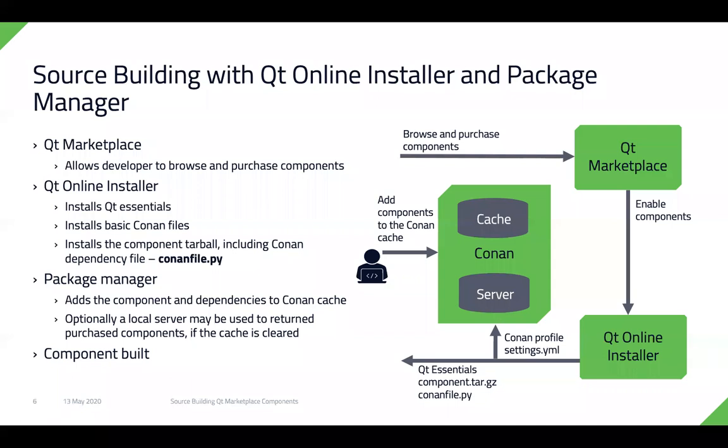These will be needed, but of course, there must also be the component tarball, and then we need to have the recipe, the Conan recipe file, conanfile.py, which will be used by Conan to build not only the component, but also the dependencies as well. So we have set everything so that Conan will really be used to build the components into the Conan cache.